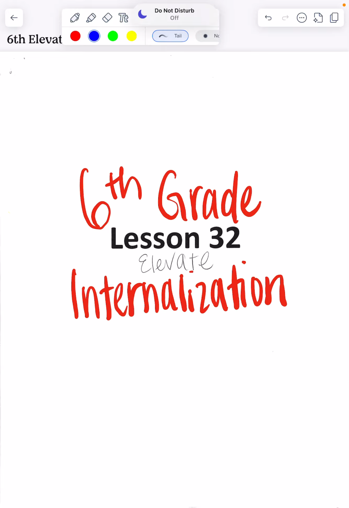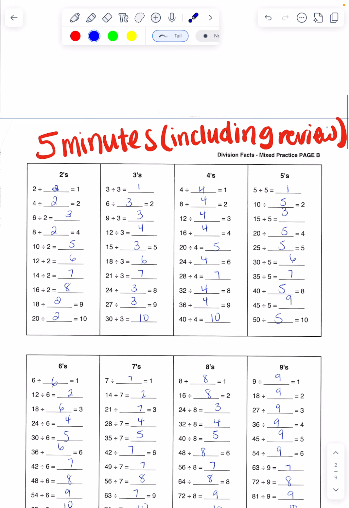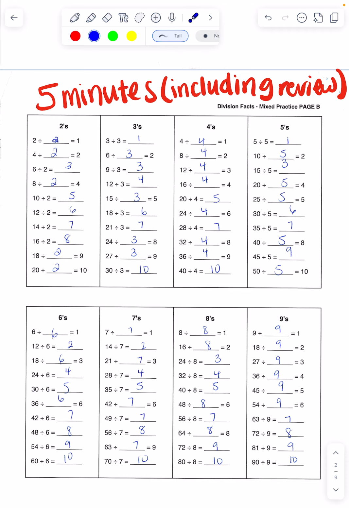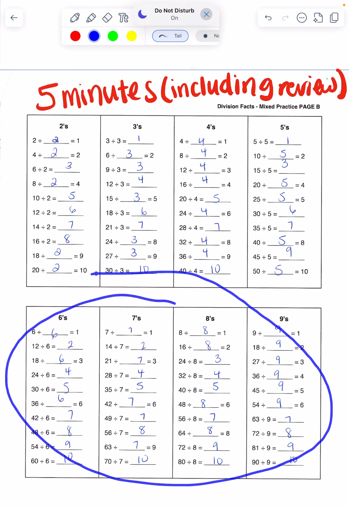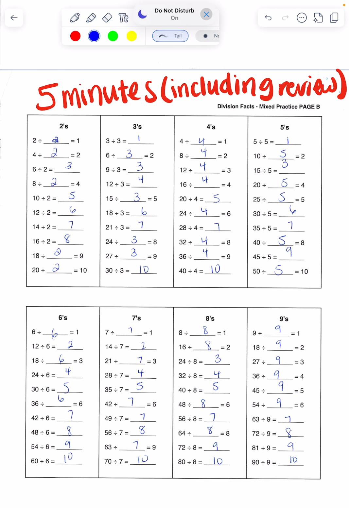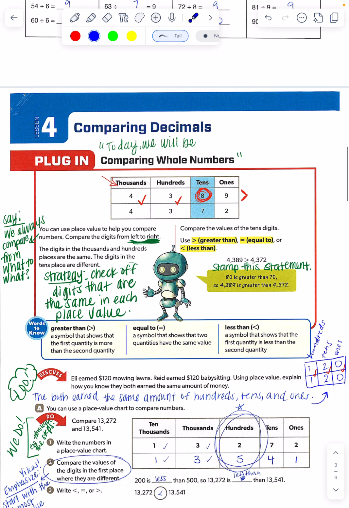Hi everyone, for this video we are going over 6th grade lesson 32 of the Elevate curriculum. As always, students are going to be spending 5 minutes completing this sprint and reviewing it. If I were you, I would go over the 4s, 6s, 7s, 8s, and 9s because those are the ones that students typically struggle with.